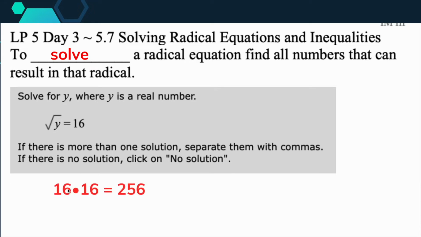it. So if I go 16 times 16, I get 256. So in order to have a square root of 16, the y would need to be 256. So if there was a possibility of having more than one number, then you would separate it with commas. But in this case, since it's a positive 16, the only option here would be a positive 256. Even if it said negative 16, because negative 16 times negative 16 would have also gotten you 256. But in this case, they were asking us for positive.